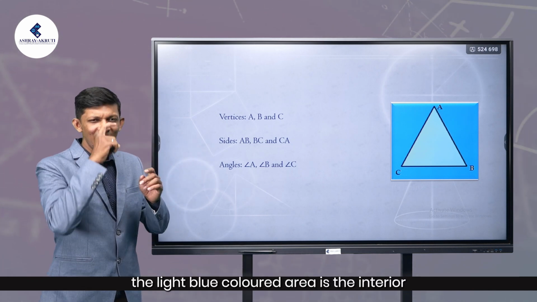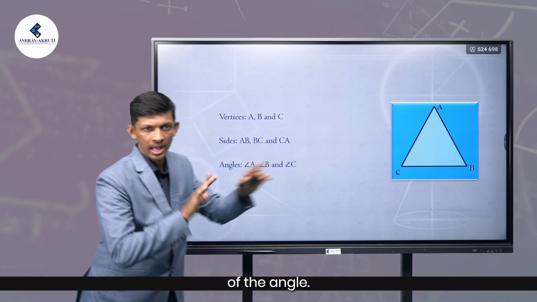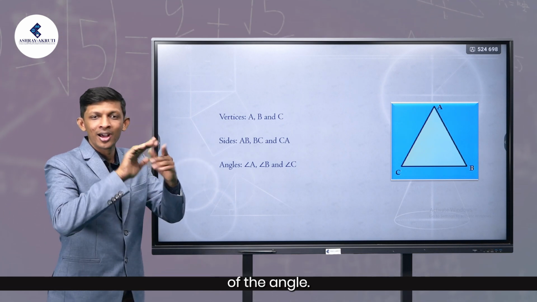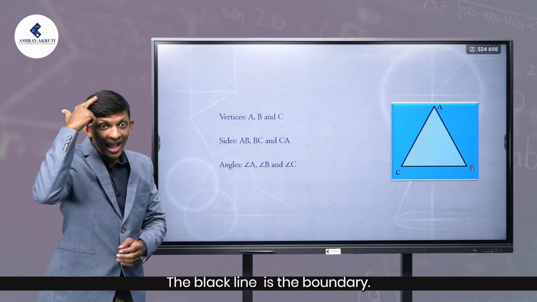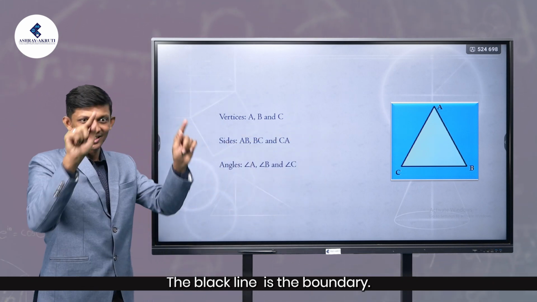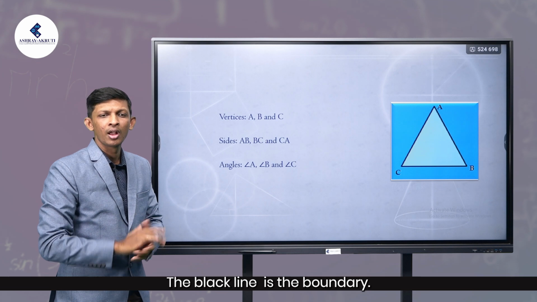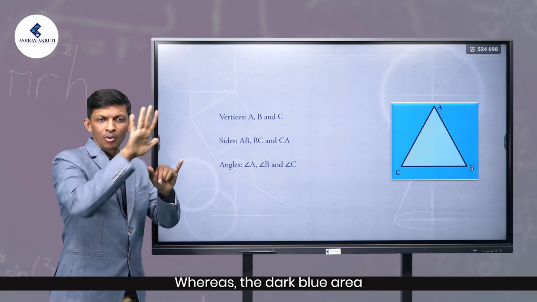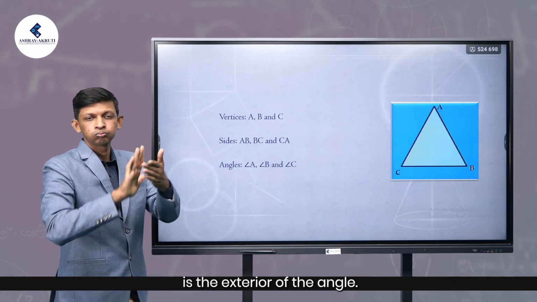Here, the light blue colored area is the interior of the angle. The black line is the boundary. Whereas the dark blue area is the exterior of the angle.